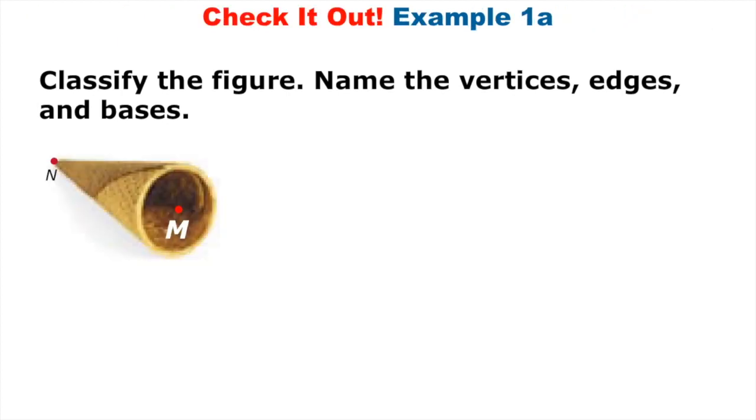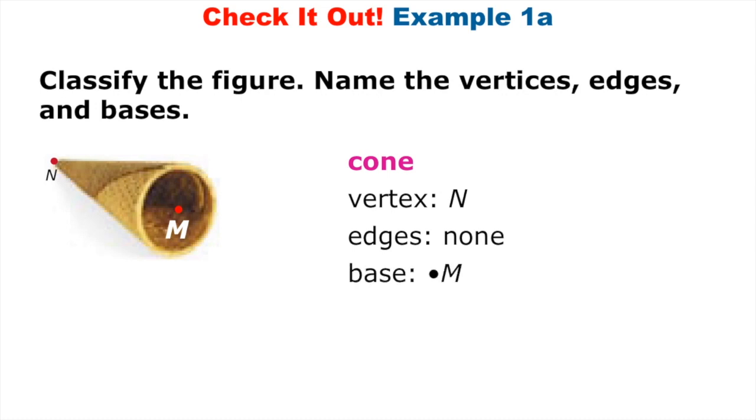Try this example. This figure is a cone. This only has one vertex because M is not a corner of the shape, so the vertex would just be N. The cone only has curved surfaces, so there are no edges. And then the base would be considered circle M, and you would write that with the circle and then the letter M.